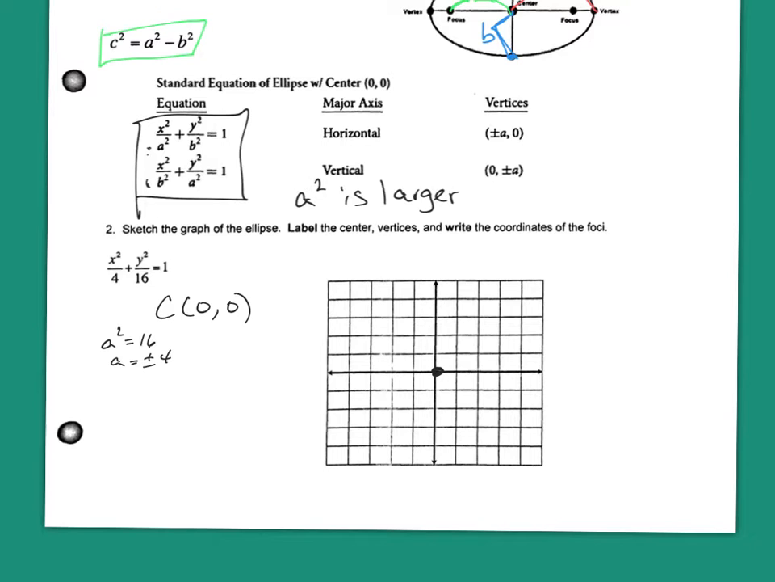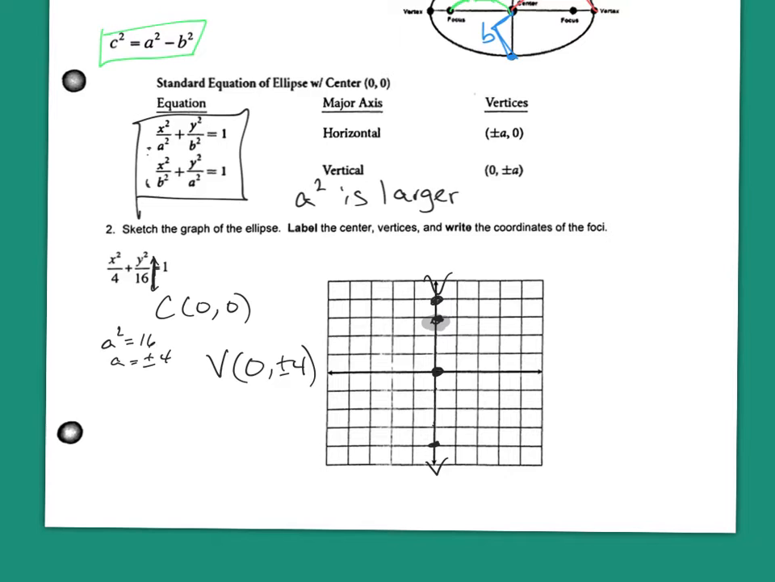Now this lines up underneath the Y, which means we're going to go up and down 4, because it's the direction of the Y. Except that's not a 4. Apparently, I can't find the eraser, so let's try this again. 1, 2, 3, that's only 3. So there's this one. This is your vertex. This is your vertex. It says label the center, so the center's at 0, 0. The vertices are 0, up and down 4. And then the other ones don't have names.